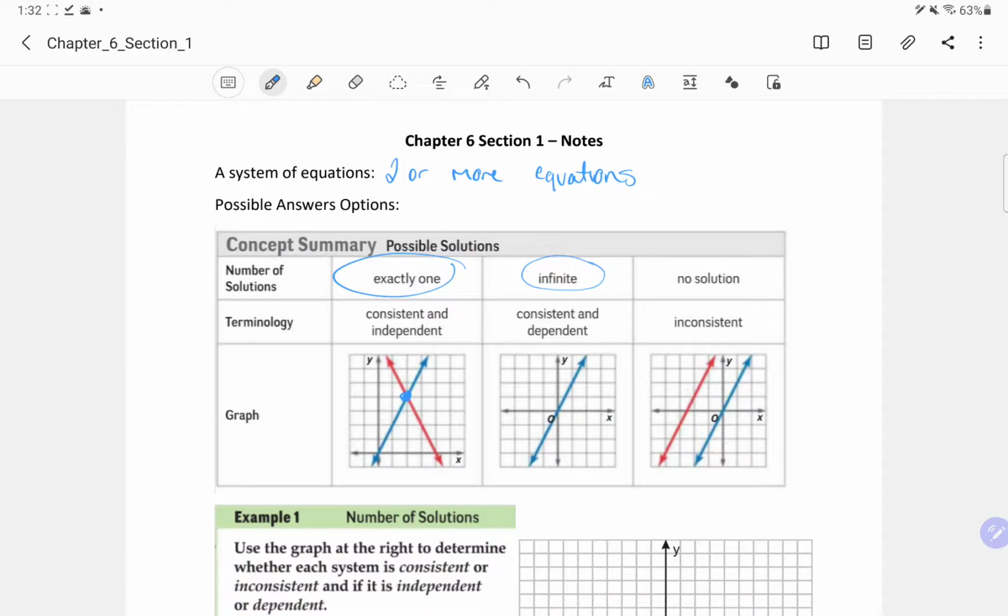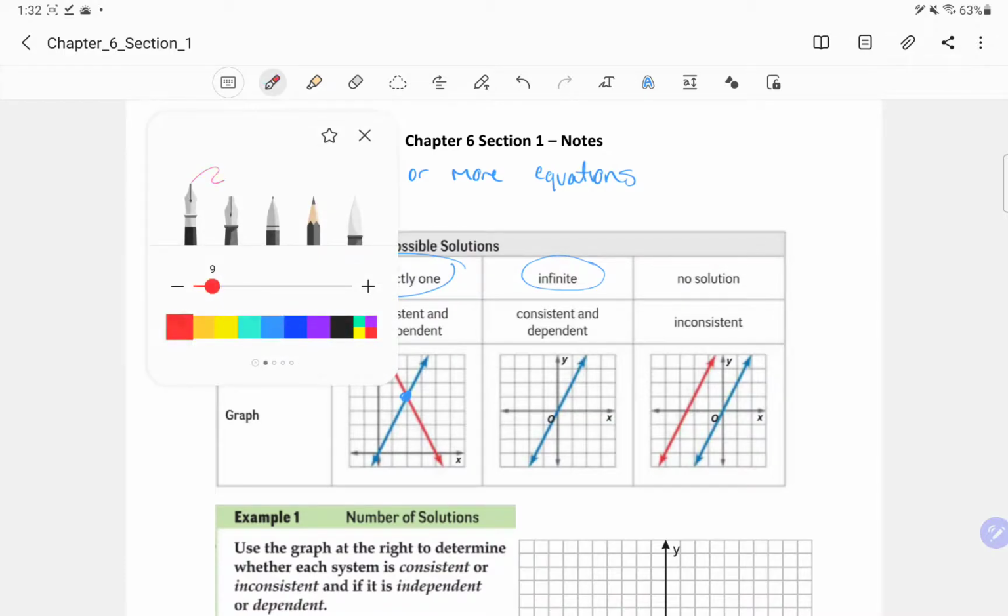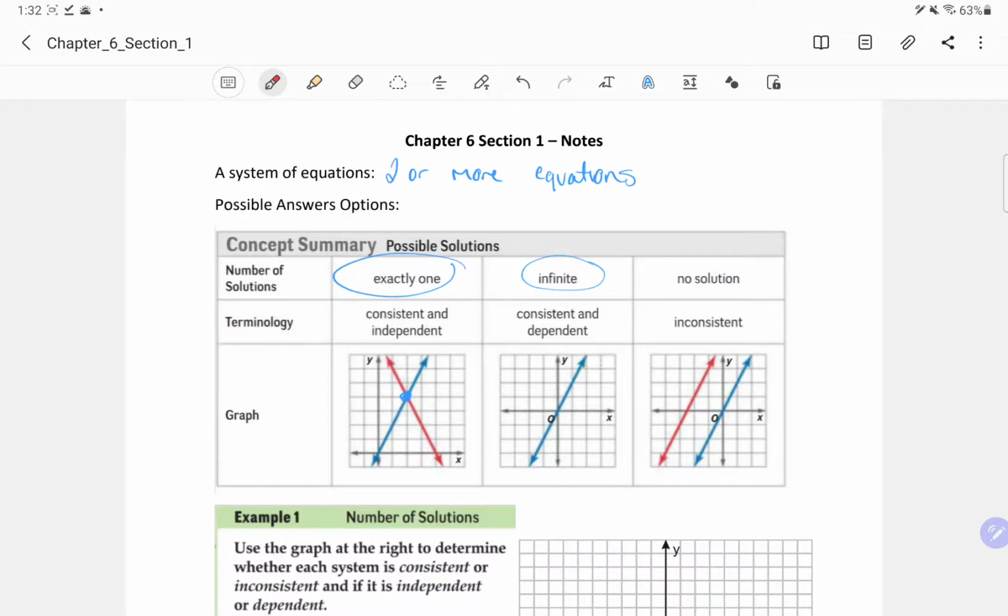Infinite solutions, which means the two lines are graphed over top of each other, so what you can't see is the red one is also right here, right on top of each other. Okay, so they're basically the same line, and that means they're consistent because there's an answer, but they're dependent because they completely rely on each other. Whatever one is, the other is also.